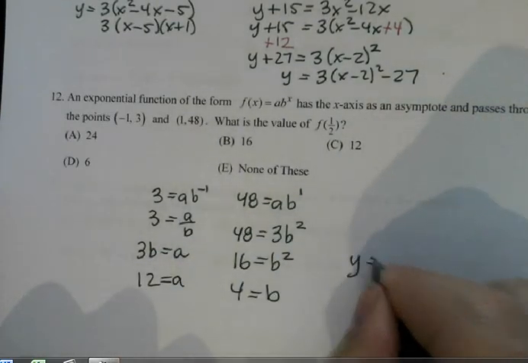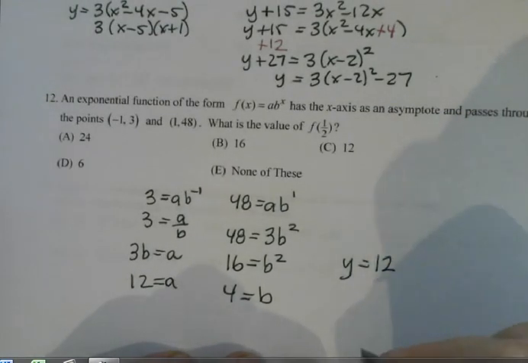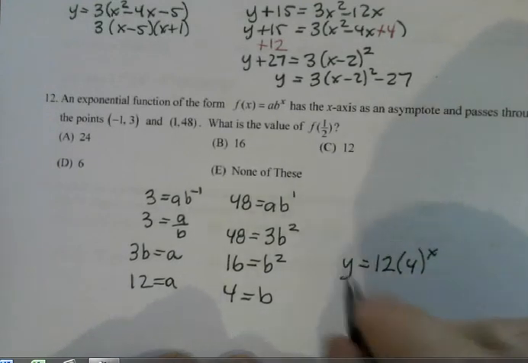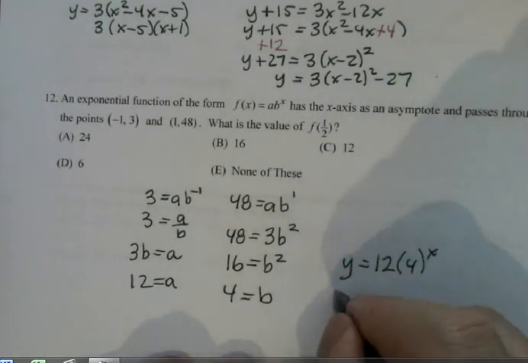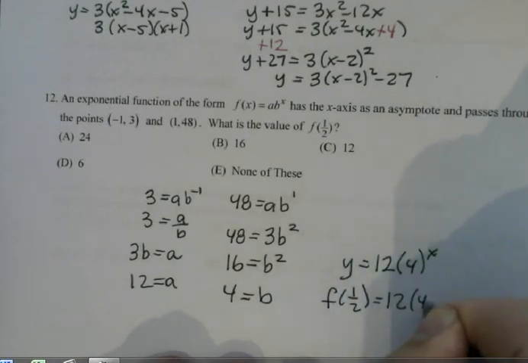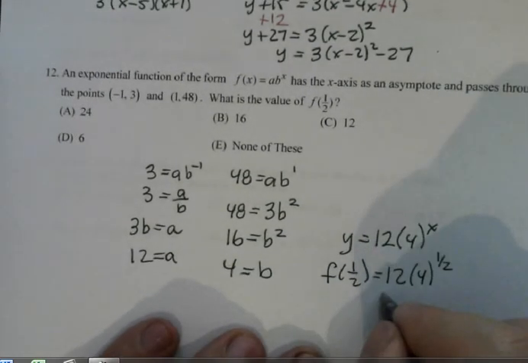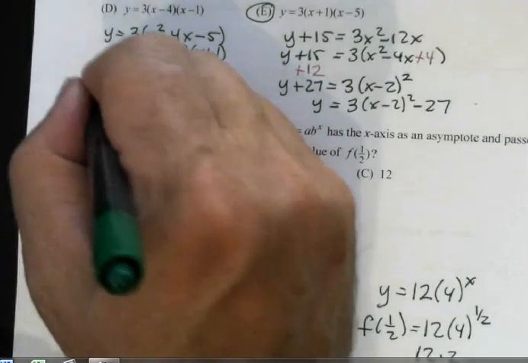So I've got y is equal to 12 times 4 to the x. But this was f of x, so now I'm going to plug in 1/2. So f of 1/2 equals 12 times 4 to the 1/2. 4 to the 1/2 is square root of 4. So we've got 12 times 2, and that's 24. So my answer in this case was A.